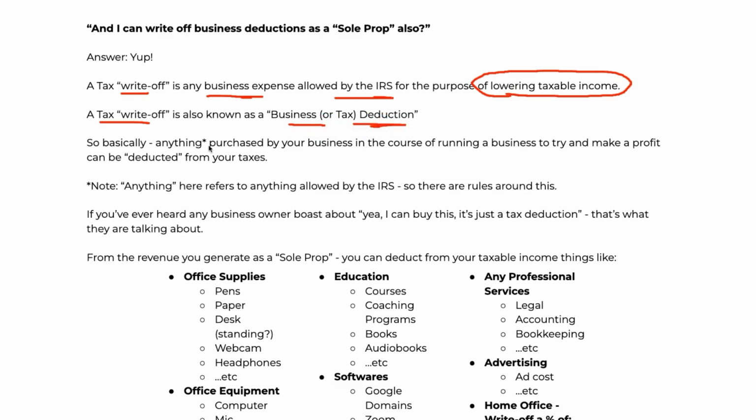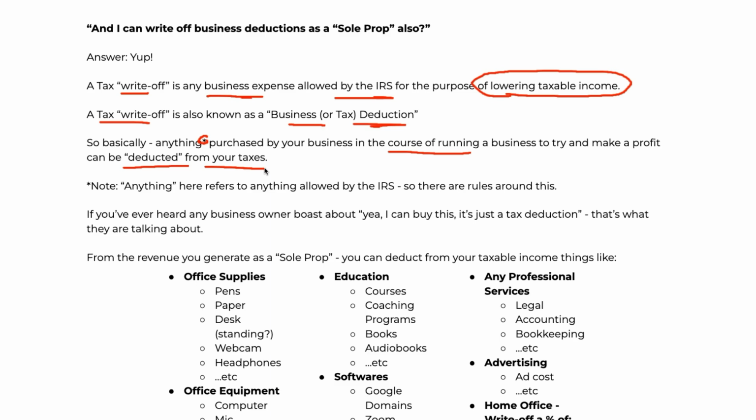So basically anything with an asterisk, and I'll explain what that asterisk is in just a second. Anything purchased by your business in the course of running your business to try and make a profit can actually be deducted from your taxes. How cool is that? This is one of the ways that business owners are able to do a lot of write-offs when they are doing things for the purposes of their business. And again, like I was explaining, your business is independent of whether or not you're doing it through a corporation.